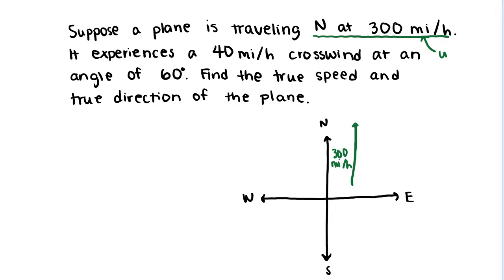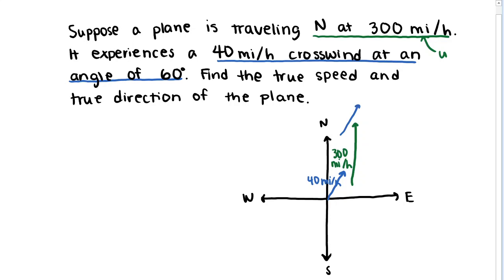But then we also have another vector here. We have this vector corresponding to the crosswind that's going 40 miles per hour, and it's telling us the angle of this vector is 60 degrees. So 60 degrees might look something like this. And maybe that's a length 40 vector representing the crosswind. This crosswind is happening all over the place, and it's pushing this plane.